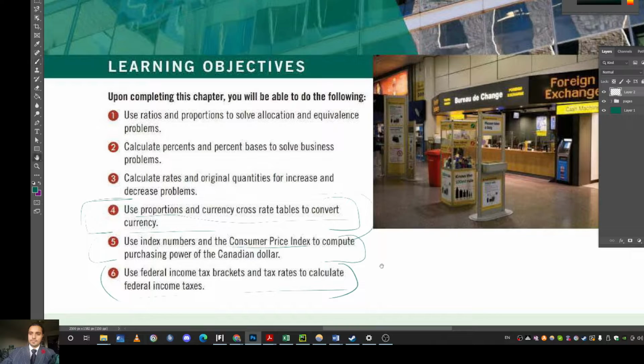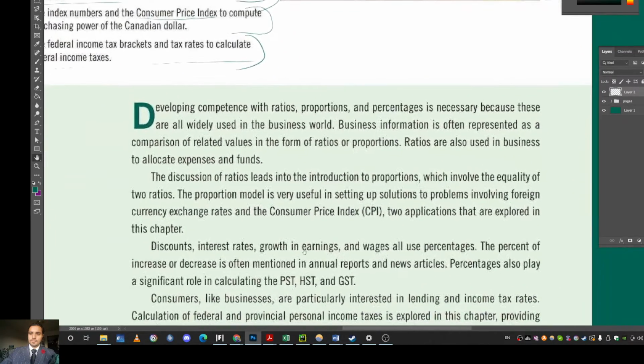And in general, guys, as it says right here in your book too, developing competence with ratios, proportions, and percentages is necessary because these are widely used in the business world. You're going to find this recurring again and again in your experience in a job and if you start your own business. Business information is often represented as a comparison of related values in the form of ratios or proportions.